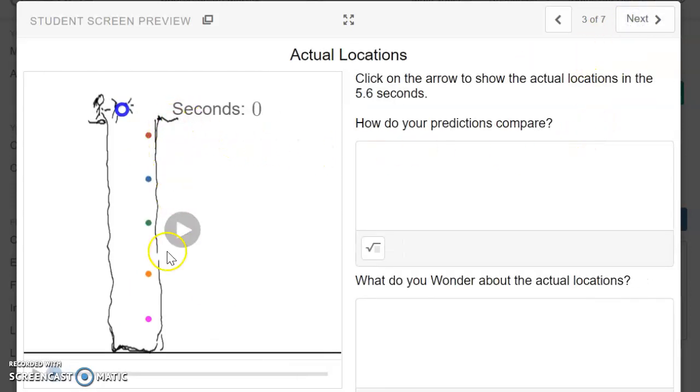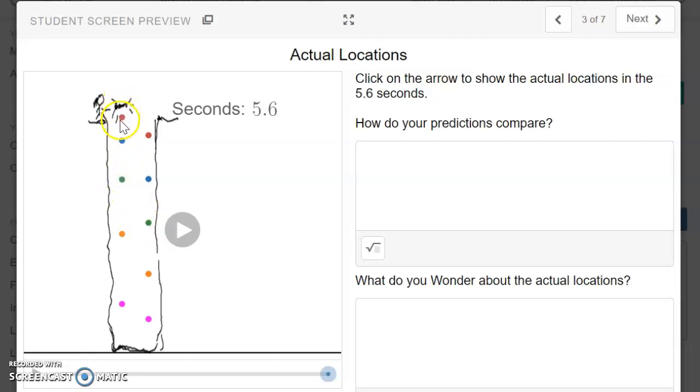Okay, so these are my points. Click on the arrow to show the actual location in the 5.6 seconds. How do your predictions compare? So here we go. Look at that. After 1 second, instead of being here, it was over here. After 2 seconds, instead of being here, which was my prediction, it was over here. Green, instead of here, after 3 seconds, it was here.